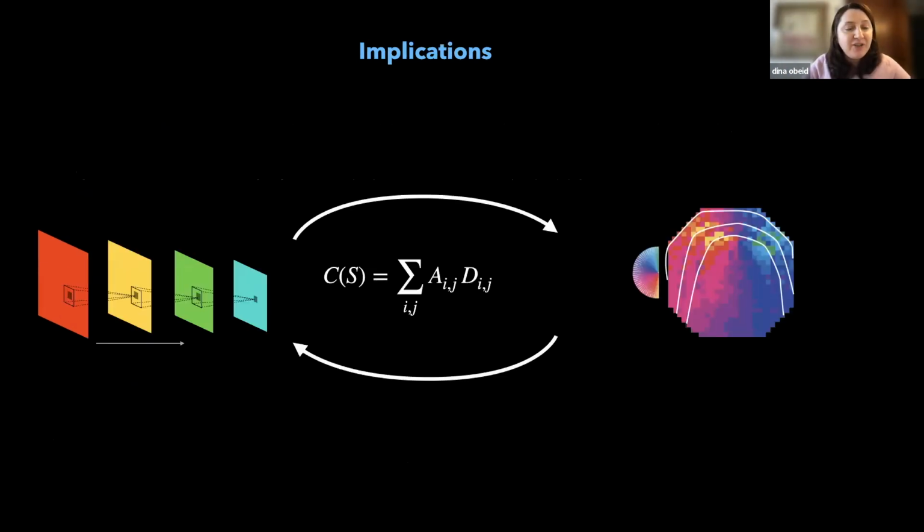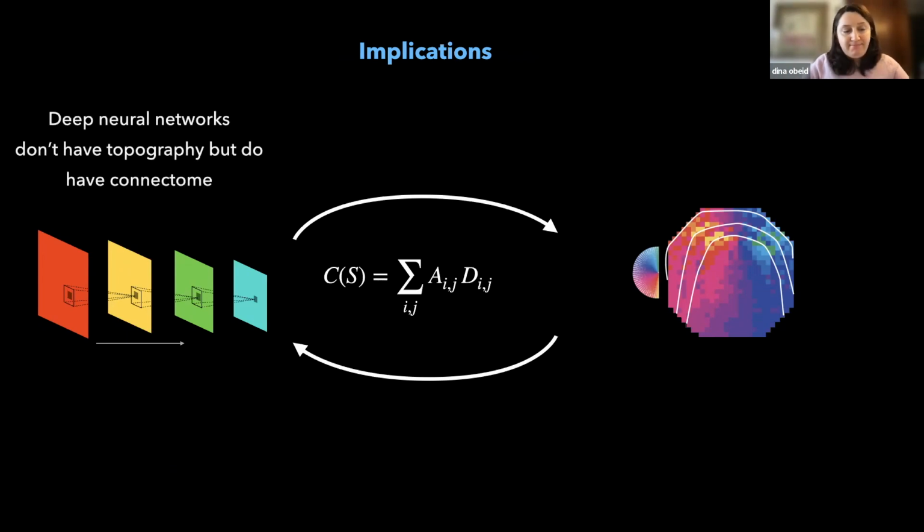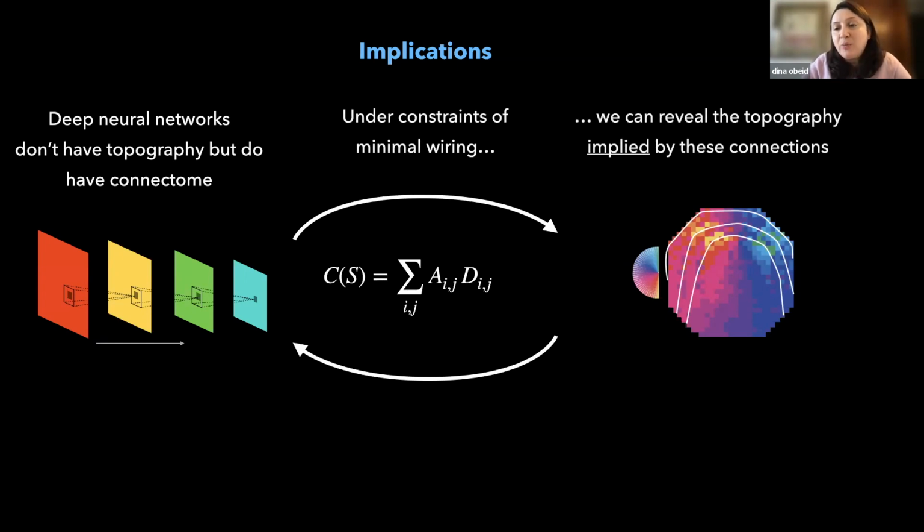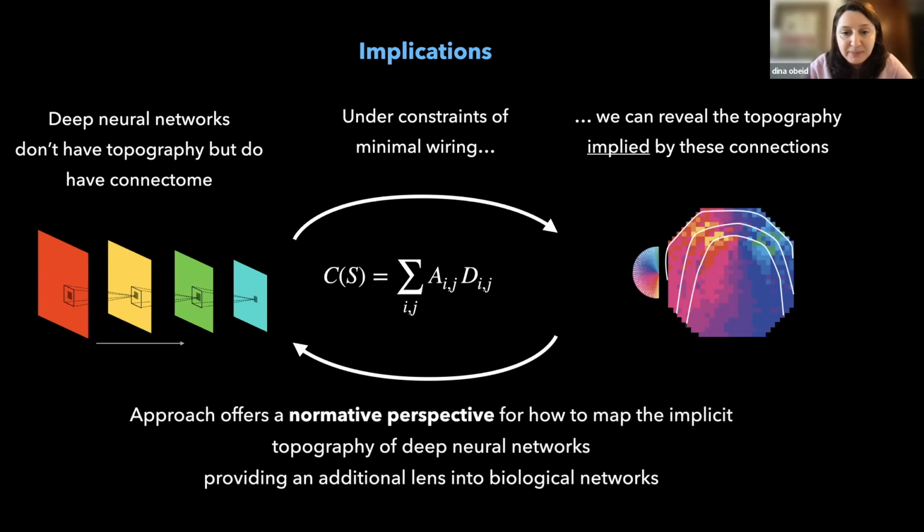So what is the implication here? The implication is that we created deep neural networks. We know that deep neural networks don't have topography, but they do have a connectome, right? They have connections, so they have a connectome. Under the constraints of minimum wiring, we can reveal the topography implied by this connectome, by these connections. Therefore, we made a normative approach that shows us how to map the implicit topography of deep neural networks.